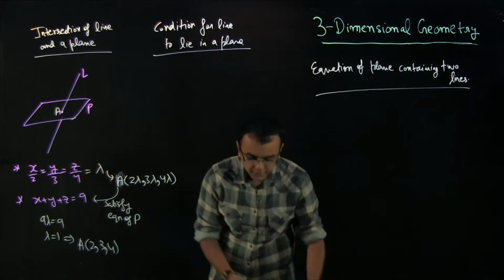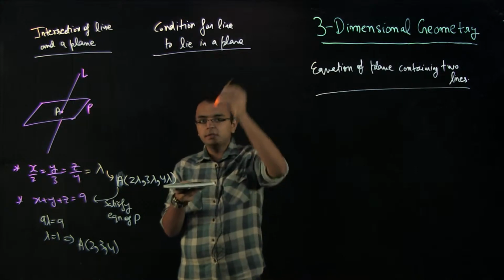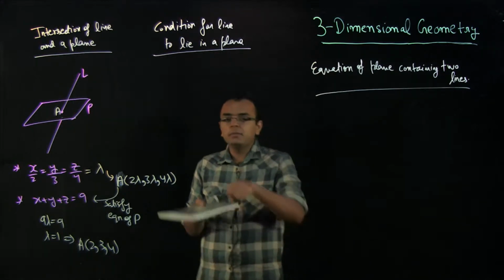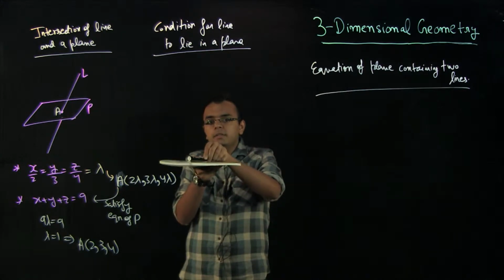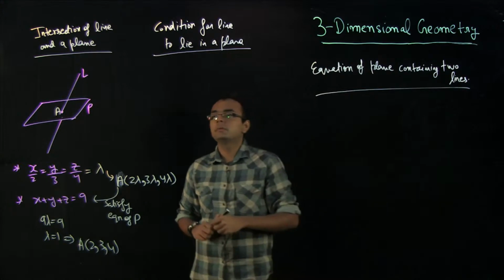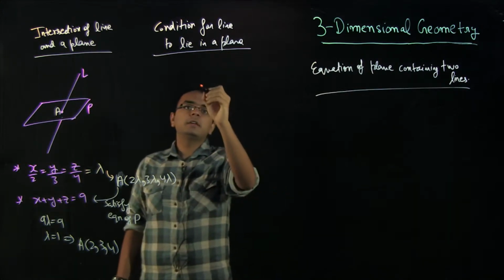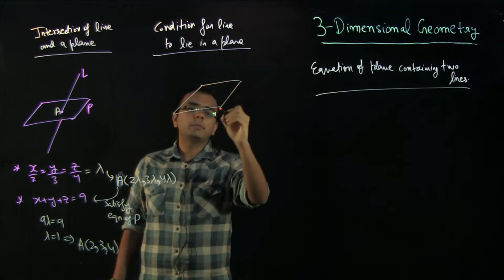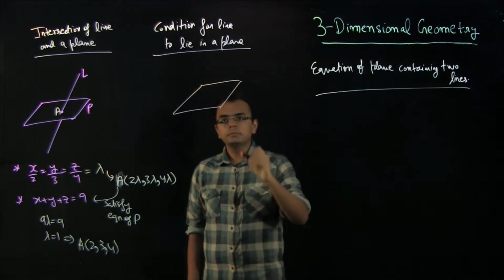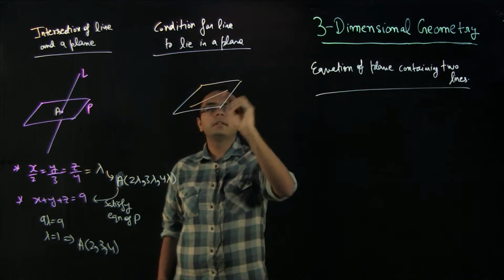So basically, you have a plane. Let us say you have a plane like this, and then there is a line which intersects at one point. However, it is also possible that the line might lie in the plane completely like this. So what will happen in that case? How should we think about the problem? So the question is basically asking for the condition for a line to lie in a plane, right?